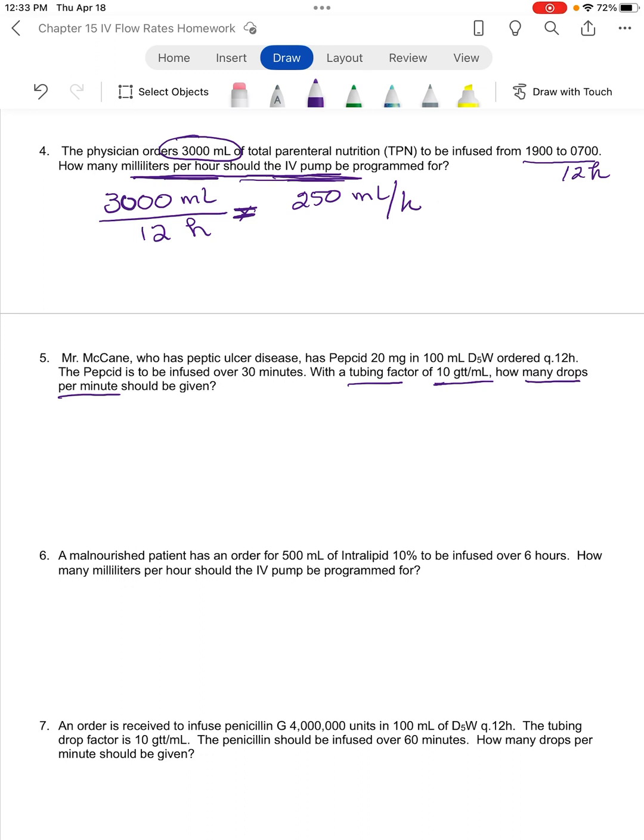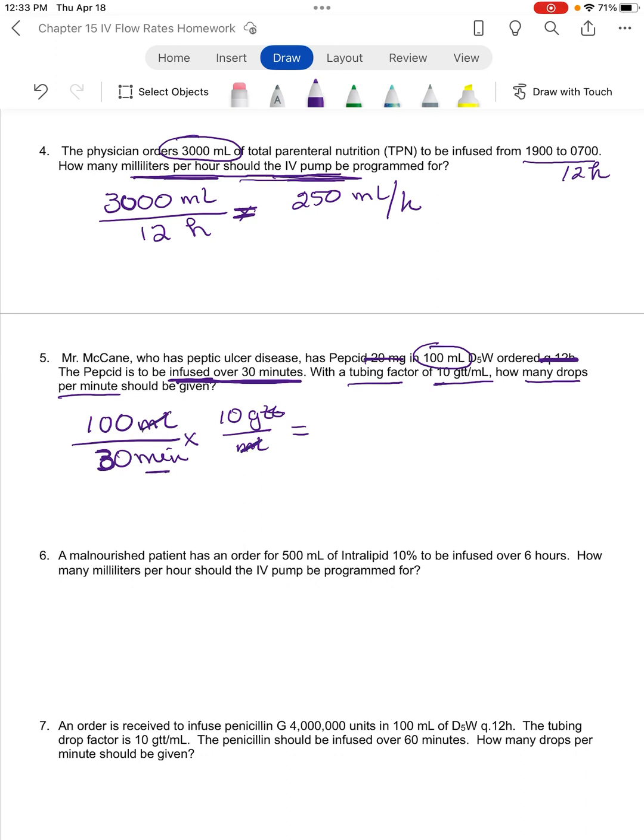then I want to make sure I'm in drops per minute. So again, I'm going to start with my total volume. Again, 20 milligrams is weight, so I want the milliliters, which is my volume. So 100 milliliters. It tells me it's ordered every 12 hours, but it's to be infused over 30 minutes. So this 12 hours doesn't mean anything as far as calculating the rate. So it's over 30 minutes. And then I'm going to multiply it by my drop factor of 10 drops per milliliter. And since I'm already in minutes, I don't have to do my time.